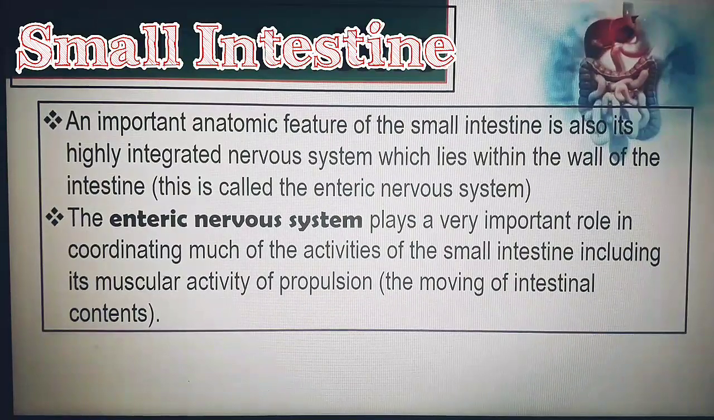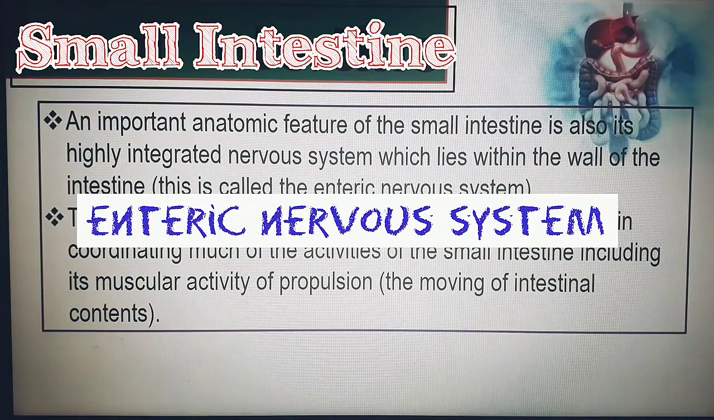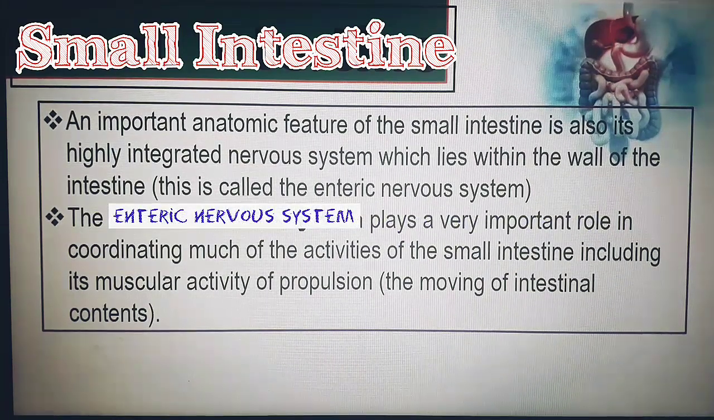An important anatomic feature of the small intestine is also its highly integrated nervous system, which lies within the wall of the intestine, called your enteric nervous system. It plays a very important role in coordinating much of the activities of the small intestine, including its muscular activity of propulsion, or the moving of intestinal contents.